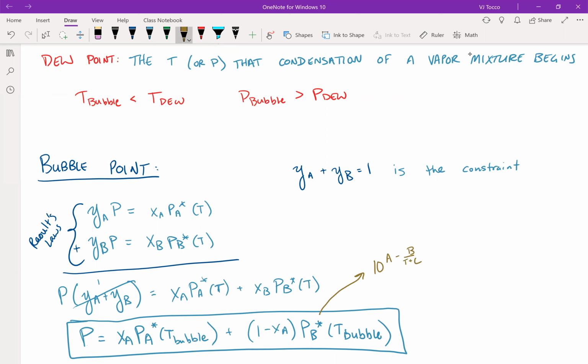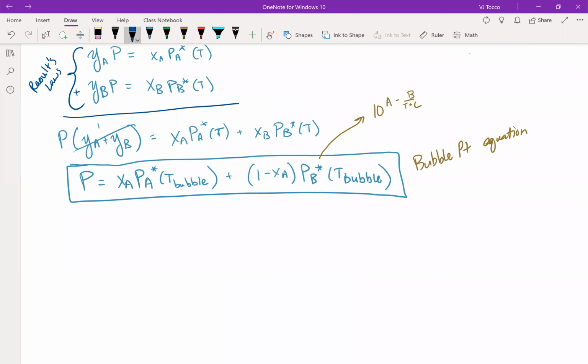So because T is in the exponent here on both vapor pressures, this can be a very challenging equation to solve algebraically if you wanted to solve for the bubble point temperature. I showed you how I would solve this using Microsoft Excel in a previous video. So this is the bubble point equation. All right, now let's talk about the dew point next.